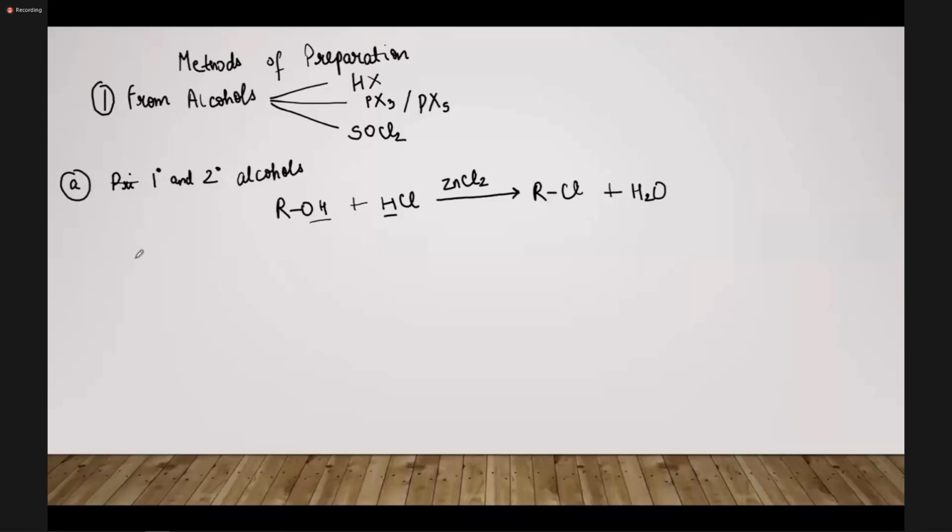And if we talk about the tertiary alcohol, that is a 3 degree alcohol, we do not need the ZnCl2 and we can simply shake the alcohol with the concentrated HCl and the reaction will happen. So only shaking required.